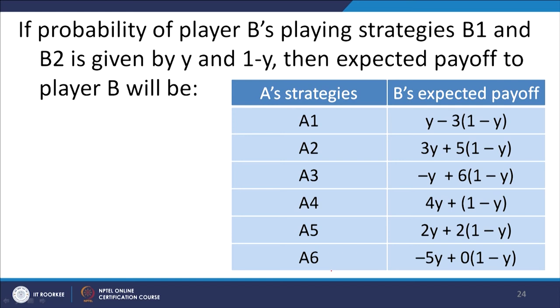Exactly in the same way which we did for case 2, this time we will do for the player B, because there are only two strategies where the player B has to play. So corresponding to the two strategies of the player B, we will assume that the probabilities are y and 1 minus y, and accordingly the corresponding strategies of the player A can be obtained using the formula y minus 3 times 1 minus y, and similarly 3y plus 5 minus 5 times 1 minus y, and like this. So you can correlate, it is quite similar to case 2. Only thing is, now instead of x we are using y, because we are now finding out the probabilities corresponding to the player B.